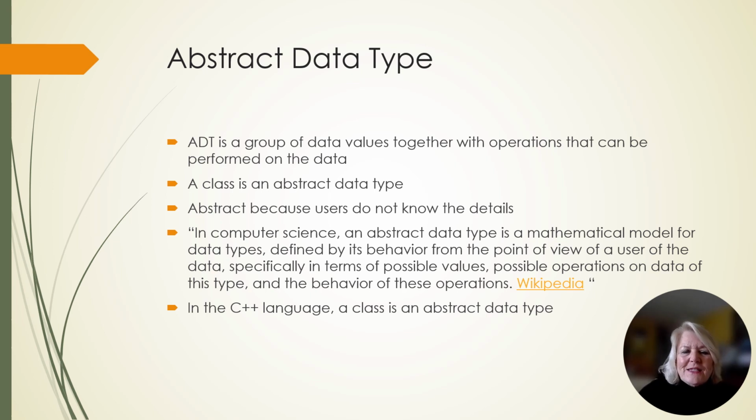The class in C++ is an example of an abstract data type. It is a group of data values together with operations that can be performed on that data. Abstract because the users do not know the details. And I just copied this definition from Wikipedia. In computer science, an abstract data type is a mathematical model for data types defined by its behavior, which would be the functions, from the point of view of a user of the data, specifically in terms of possible values, possible operations on the data of that type, and the behavior of those operations.